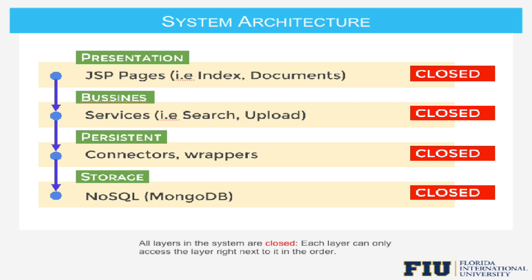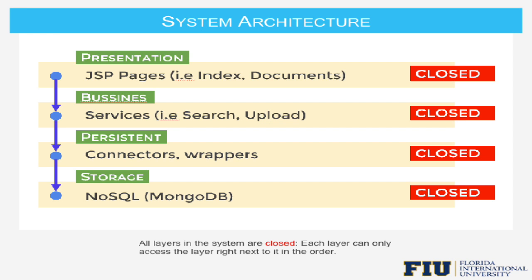System architecture: as shown in the slide, LegalWise 3.0 was built using a layered architecture, strictly broken down into 4 layers. The presentation layer contains all user interface and user experience components, mainly JSP pages. The business layer includes the logic of all services offered by the application. The persistent layer contains data access components such as connectors and wrappers. The storage layer encapsulates the Mongo database that stores all persistent information of the application.